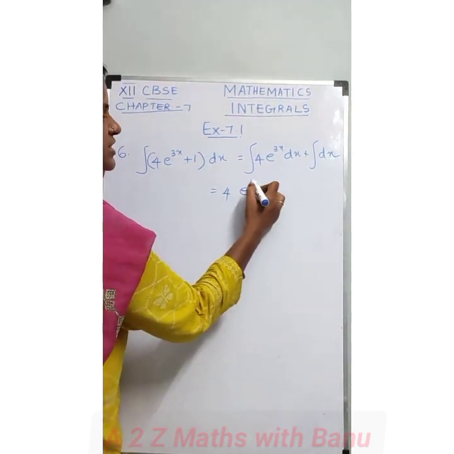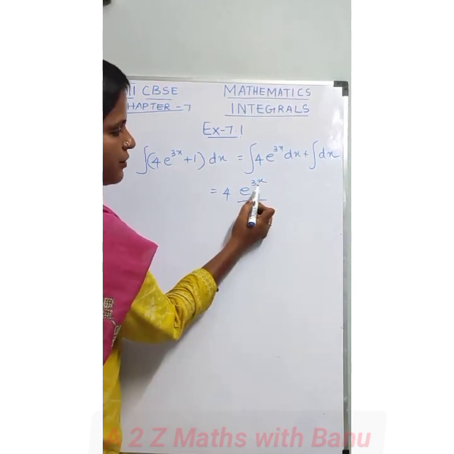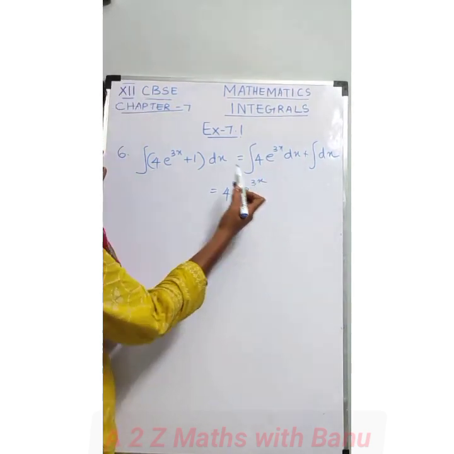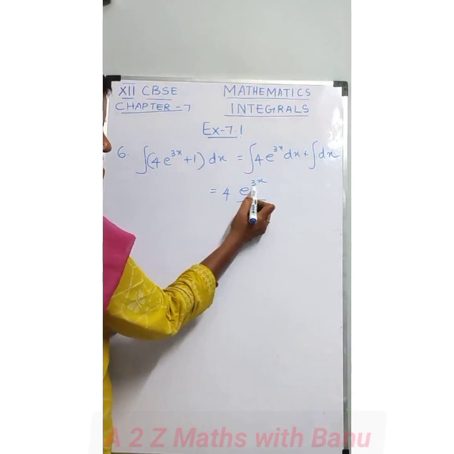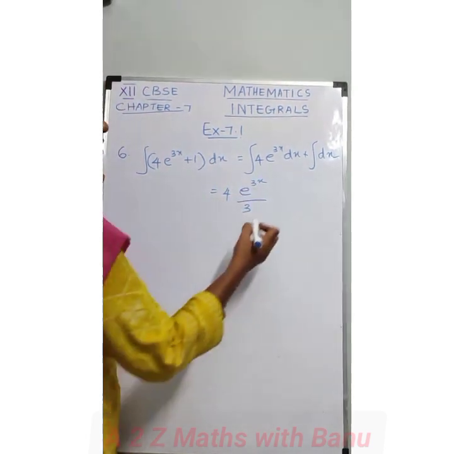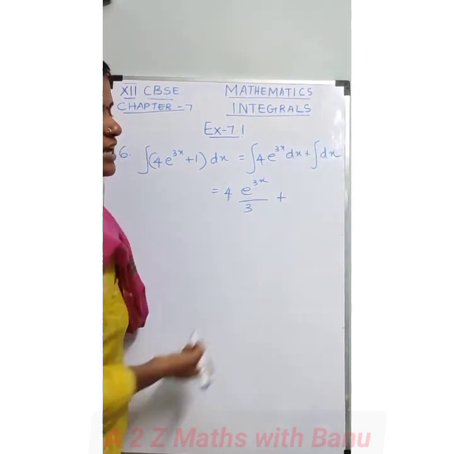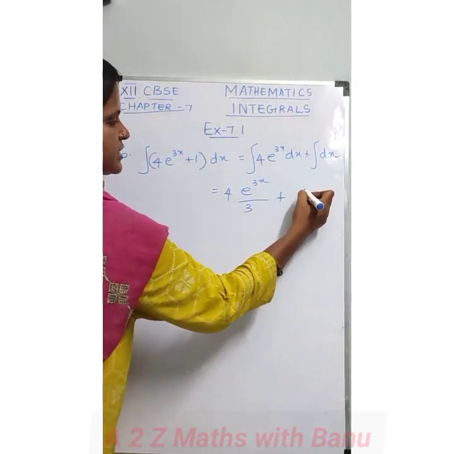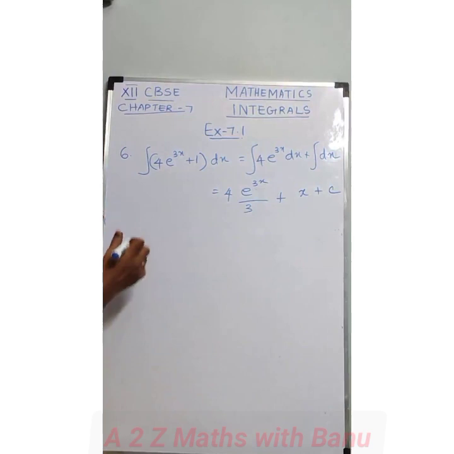The integration of e power x is e power x itself. So the integral of e power 3x is e power 3x, but in the place of x we have 3x whose differentiation is 3. That is the power whose differentiation is 3, which has to be divided here. And the integral of dx is simply x, then you have to add c.